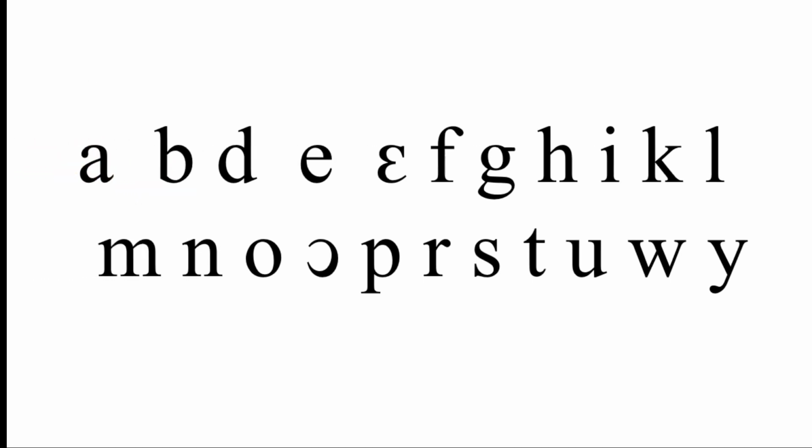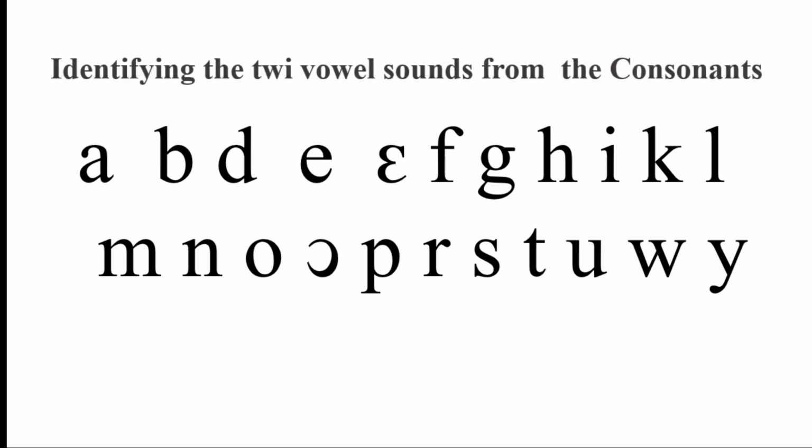We are going to identify the vowels and then the consonants in the Twi alphabet. So on this note, let's move ahead and look at the vowels and then the consonants.